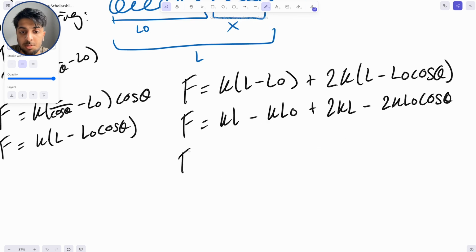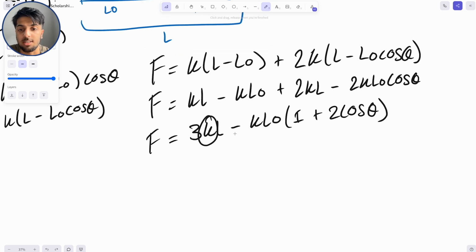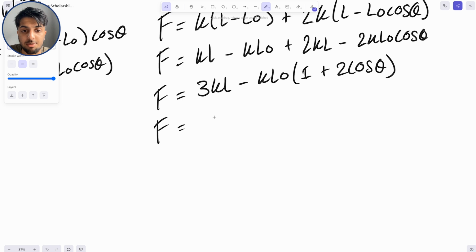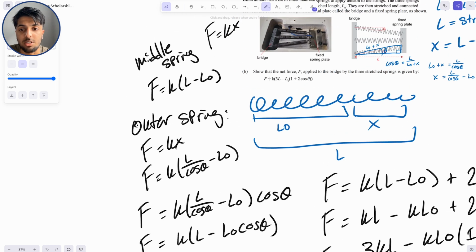Gathering our like terms, we can say that F is equal to 3kL, and we can see that kL naught is a like term in these two equations here. So we can say minus kL naught (1 plus 2 cos theta). And finally, taking out k as a like term, we can say that F is equal to k(3L minus L naught(1 plus 2 cos theta)). And that is the final equation that we're trying to find.